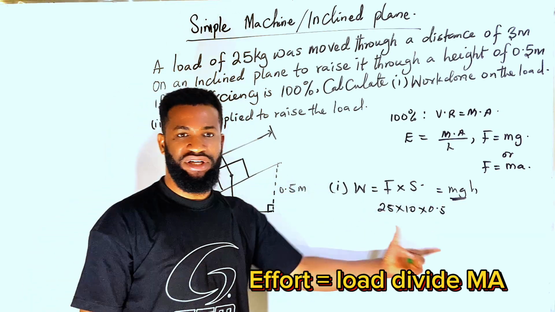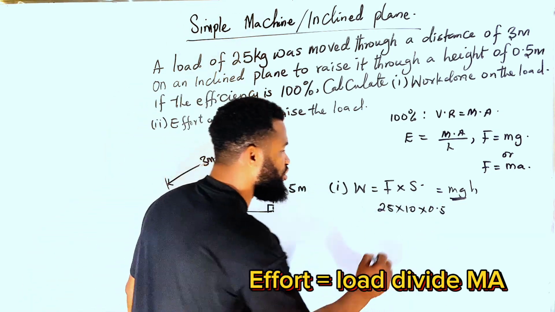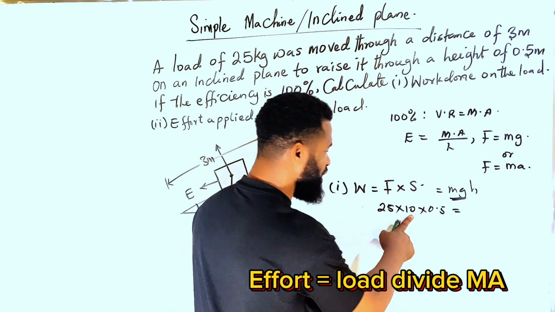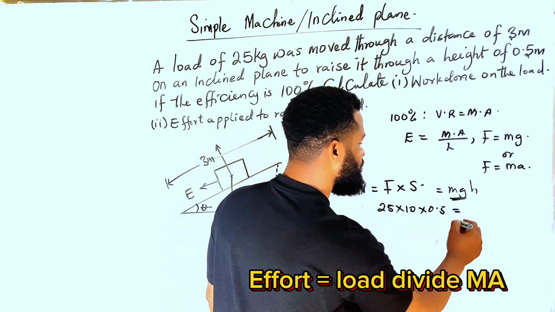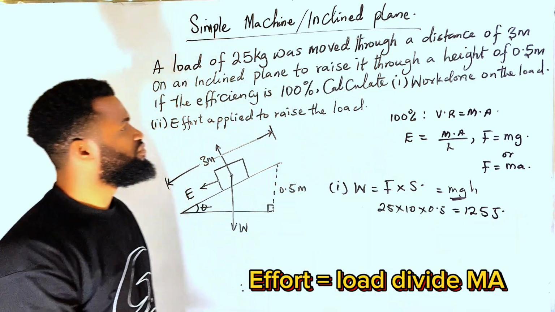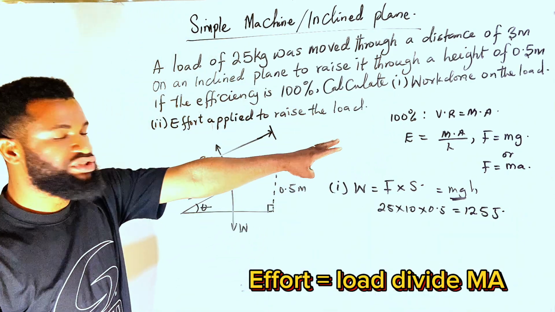Sometimes we call it potential energy. They are the same thing as work. So in this case, I'm going to have 25 times 10, 250, times 0.5, which is 125 joules. So this is the work done on the load.